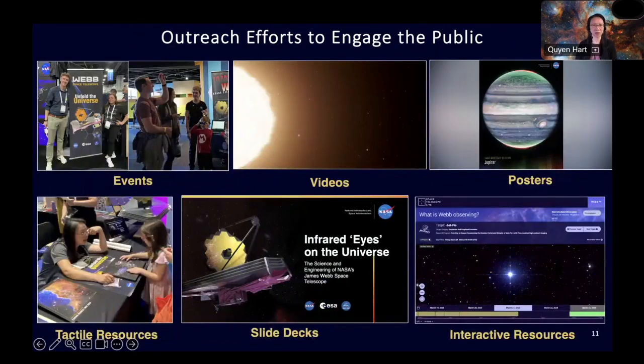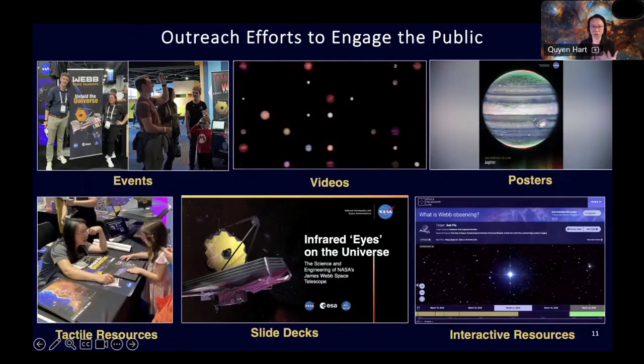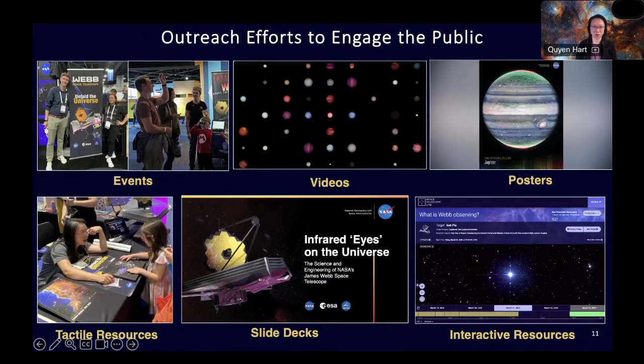Other pieces here that we do in OPO, we attend events with our NASA colleagues, we go to science centers, create videos, have print products, tactile resources, slide decks, interactive resources, like what is Webb looking at right now.